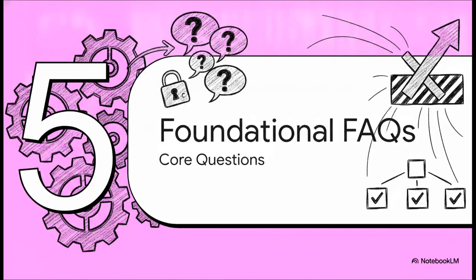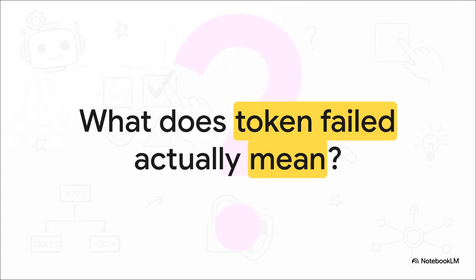Which brings us to our final section, 3 foundational FAQs. To bring this all together, let's rapid fire through 3 common questions. First up, what does token failed actually mean? Well, the honest answer is it depends. It can mean the token expired, maybe it was rejected by the provider, injected into the wrong hidden field, missed a callback function entirely, or maybe the workflow just failed after the CAPTCHA was already accepted. You have to define the exact failure.